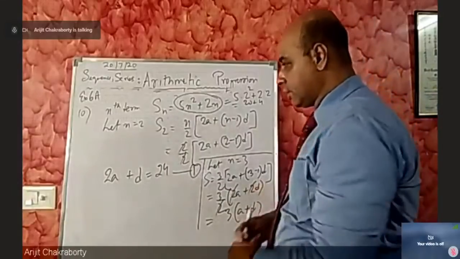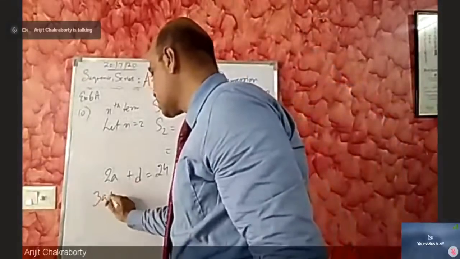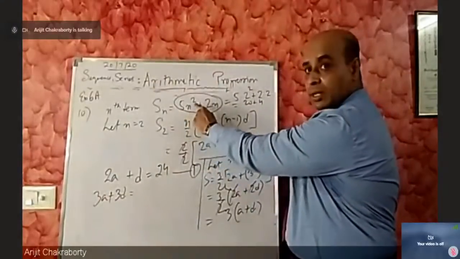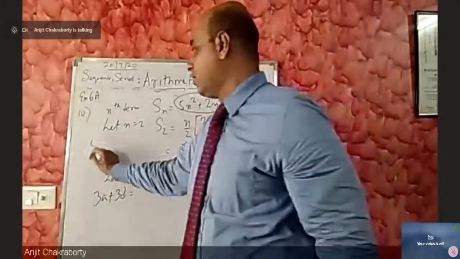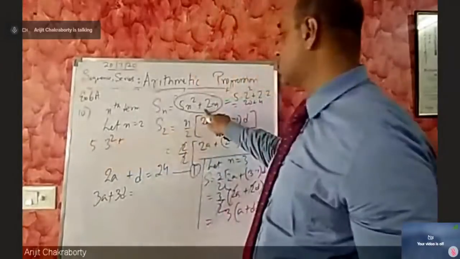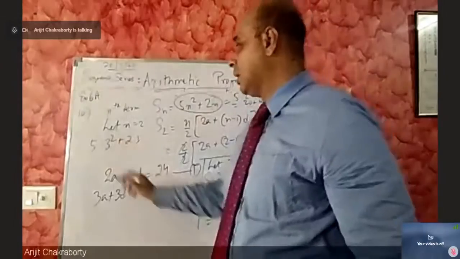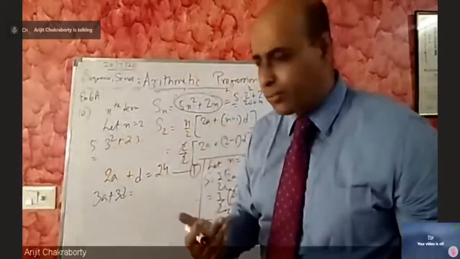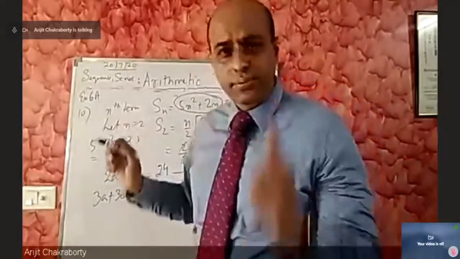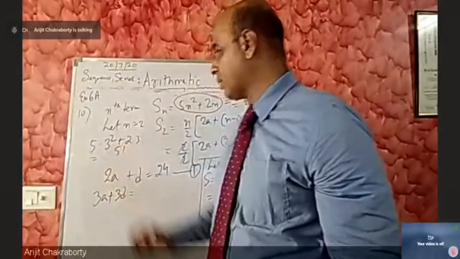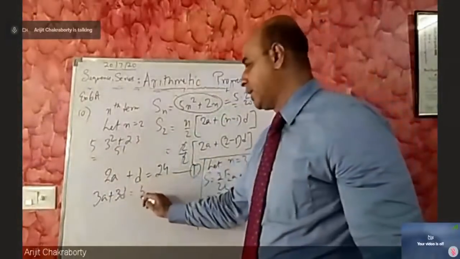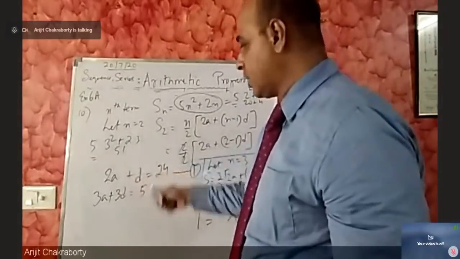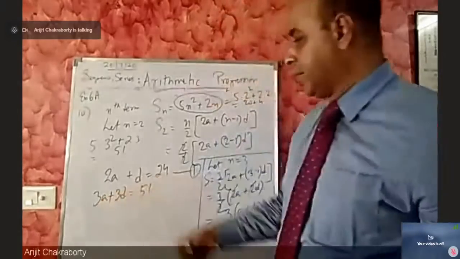And this 3a plus 3d is equal to 5 into 3 square, because here n is 3. So 5 into 3 square plus 2 into 3. 5 into 3 square is how much? 3 square is 9. 5 into 9 is 45 plus 2 into 3 is 6. So 45 and 6 is 51. So I write 3a plus 3d is 51. So 2a plus d is 24 and 3a plus 3d is 51.